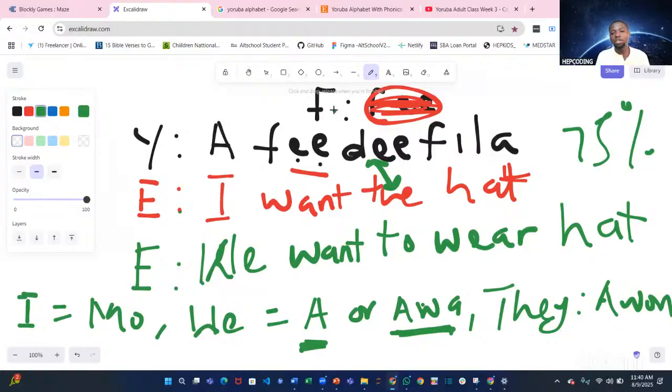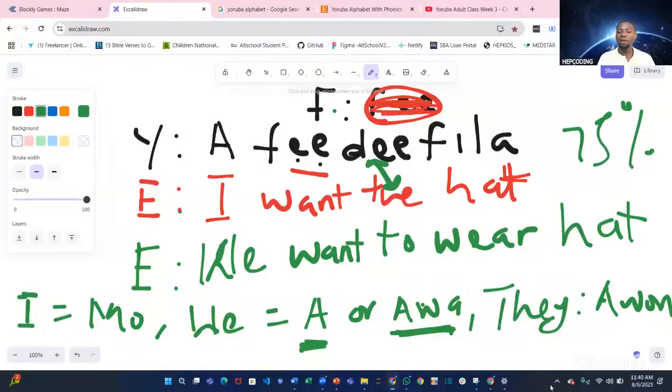Don't be worried too much about speaking it or about feeling confident about what you understand. I mean, if you look at what you said now, "I want the hat. We want to wear the hat." You kind of understand what's going on, right? Which is fine. Okay.